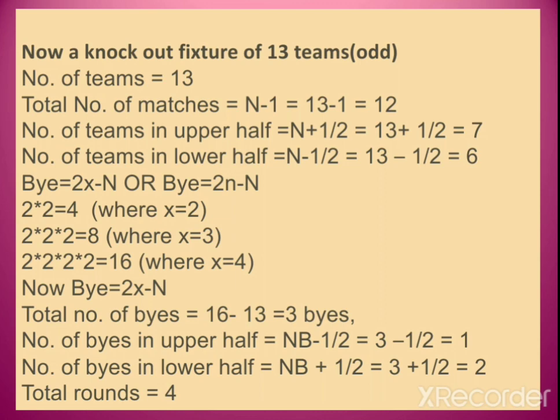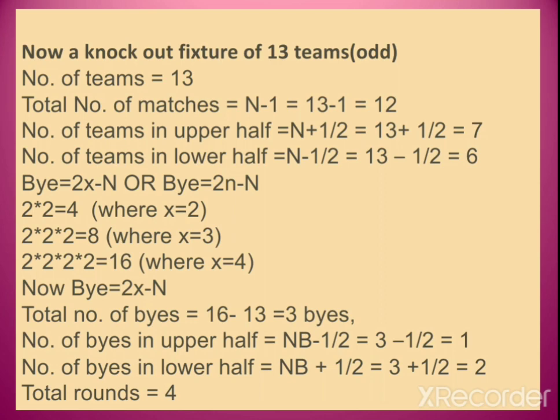Byes we will calculate as 2 to the power x minus n. So 2 to the power 2 is 4, 2 to the power 3 is 8, 2 to the power 4 is 16. Where x is equal to 4, 16 is just greater than the number of teams, so we will take 16. 2 to the power 4 minus n means 16 minus 13, equal to 3 byes.